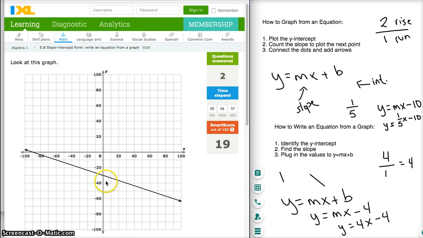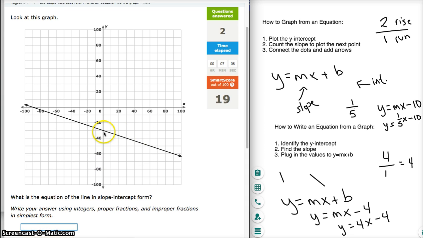All right, here's another one, a little bit bigger numbers, so that's okay. Let's find where it intersects. It intersects here at negative 30. And the slope is, let's find another one, looks like here. So up 1 over, or backwards 3, so it's a negative slope. So y equals negative 1/3 x. And where did it hit? It hit at negative 30.